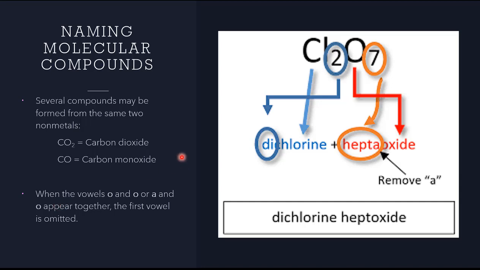Now, notice when we were talking about oxide and other things like that, when the vowels O and O or A and O appear together from the prefix and the "ide," the first vowel is going to be omitted, right? So it will be dichlorine heptoxide. We remove the A from hepta. If you happen to write heptaoxide, I'm not going to count off, but just know that we typically will remove the A so that we don't end up with vowel overload.